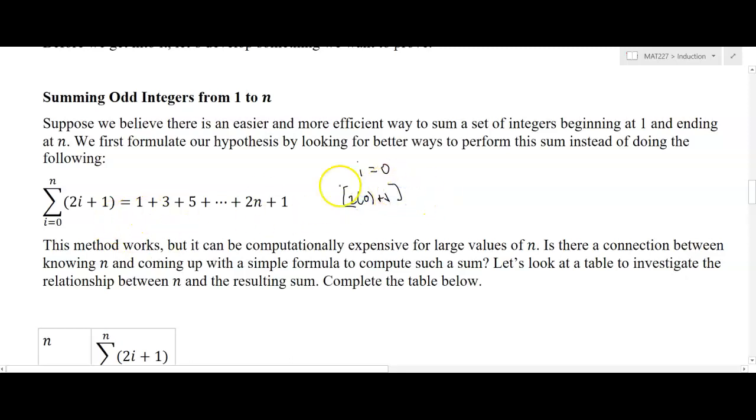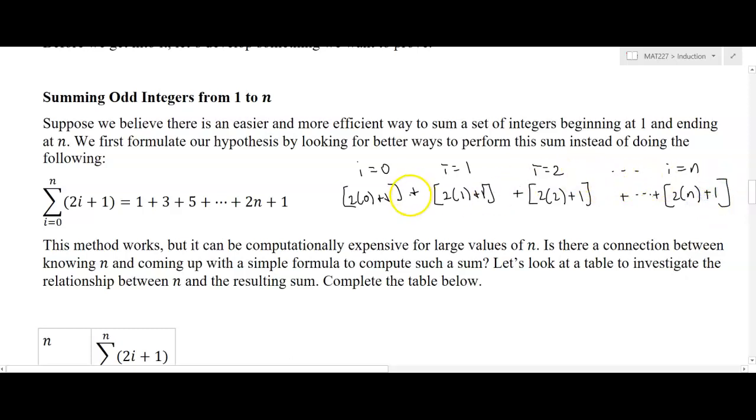And now I'm going to add to that the next i value, i equals 1, and this is going to be 2 times 1 plus 1. And to that, I'm going to add the i equals 2 case, which is going to be plus 2 times 2 plus 1. And if we look at this observation, we continue to do this all the way up to i equals n. We're going to add to that 2 times n plus 1. And that would be our final term.